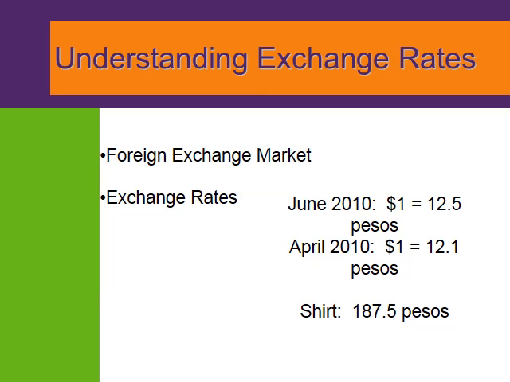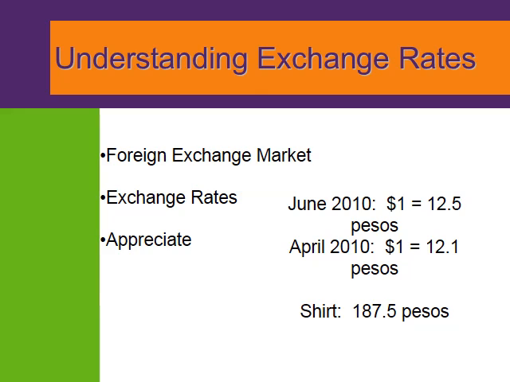Now, if we look at April 2010, it took 12.1 pesos to buy 1 US dollar. So in that month, your dollar would have been able to purchase fewer pesos. How much would the shirt have cost in April 2010? 187.5 pesos divided by 12.1 pesos per dollar is equal to $15.50. In other words, the dollar was more expensive as measured in pesos per dollar in June than it was 2 months earlier. If we look here, we see that indeed $1 cost 12.5 pesos in June and it only cost 12.1 pesos in April.